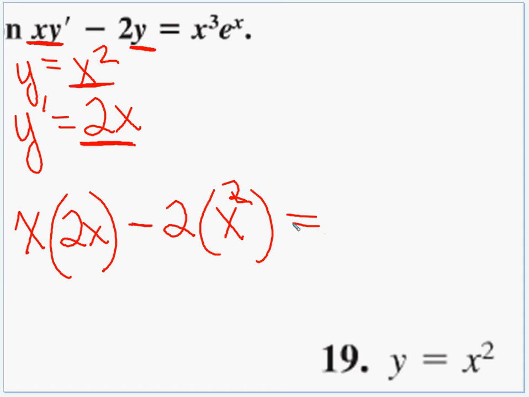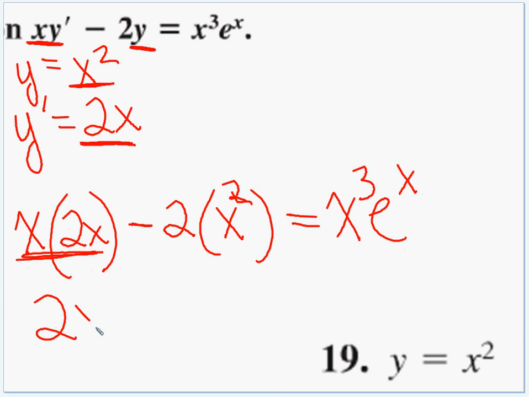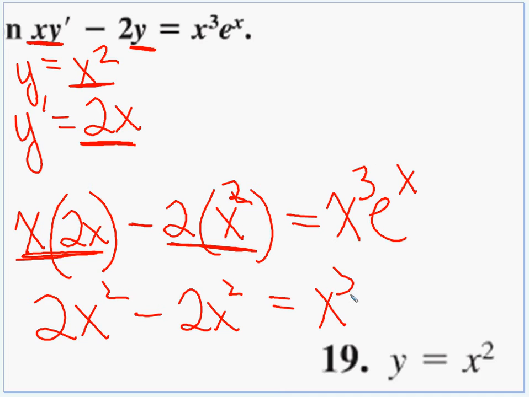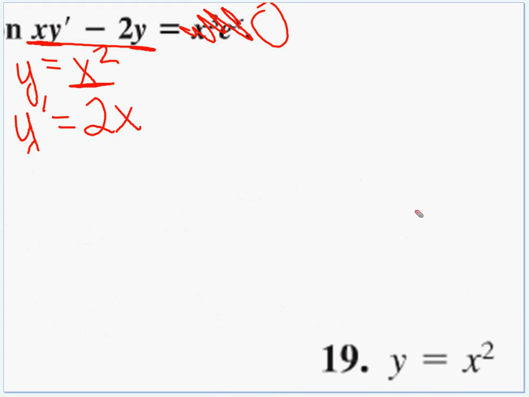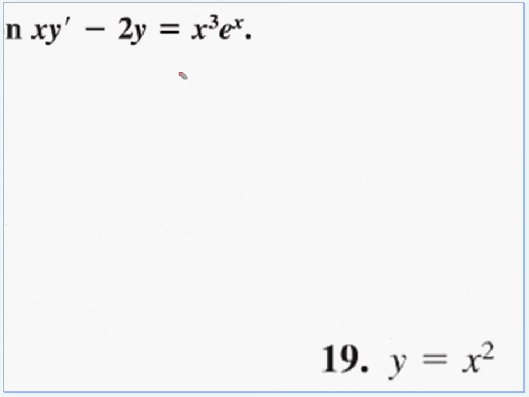Does that equal x cubed e to the x? Well, let's see here. We got a 2x squared minus a 2x squared. Does that equal x cubed e to the x? Well, there's no e to the x over here. If we subtract those, we're going to get 0. So if our original differential equation was this equal to 0, we could say yes to that. But that is not the case, so this is not a solution to our differential equation.